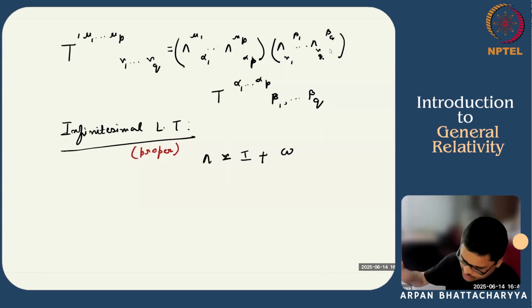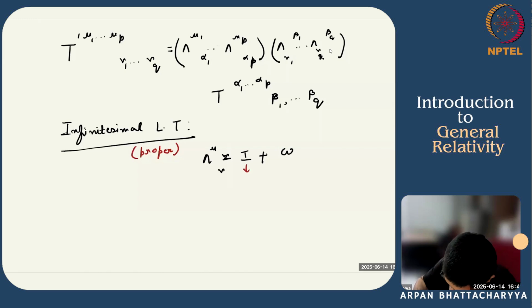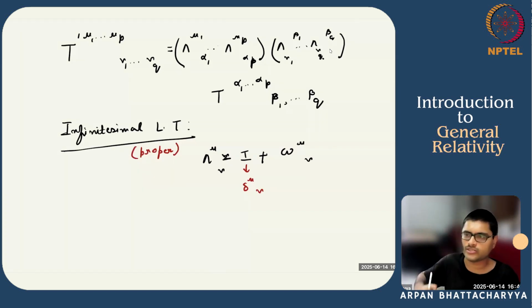Okay. Now, in terms of components, we have lambda mu nu equal to delta mu nu plus omega mu nu. What we have done, we inserted this in the definition of Lorentz transformation, expanded and ignored all the terms which are omega squared order, and showed that this is an antisymmetric matrix. Also, the trace of it vanishes. So let's repeat that same exercise again in terms of this component notation.